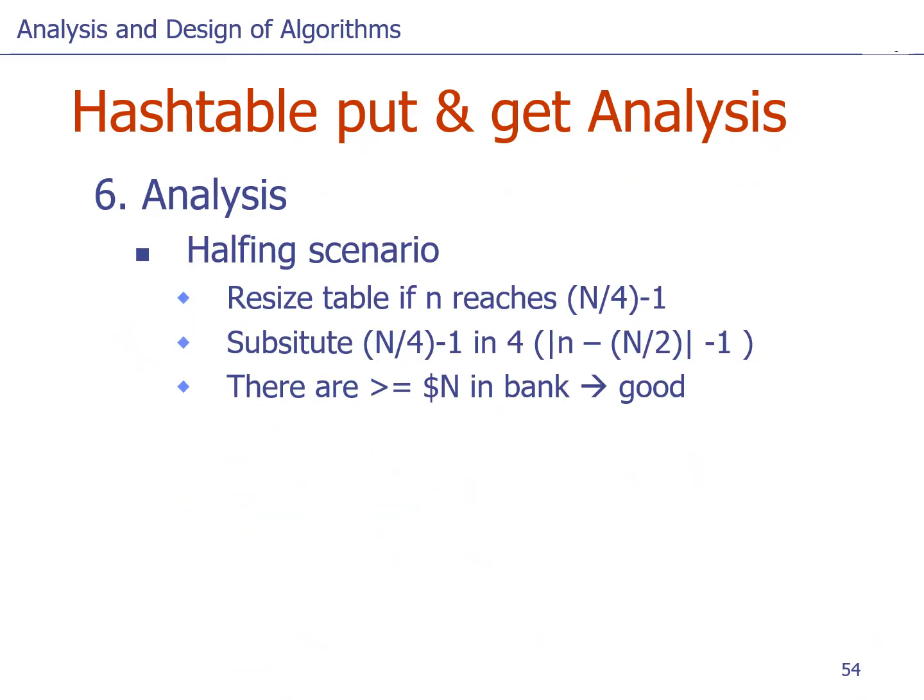Now, for the halving, we'll apply exactly the same logic. We are resizing the table when small n reaches N divided by 4 minus 1. So plug in N divided by 4 minus 1 instead of small n and solve this. And then you will find that you need capital N dollars in the bank. But there is indeed capital N dollars in the bank.